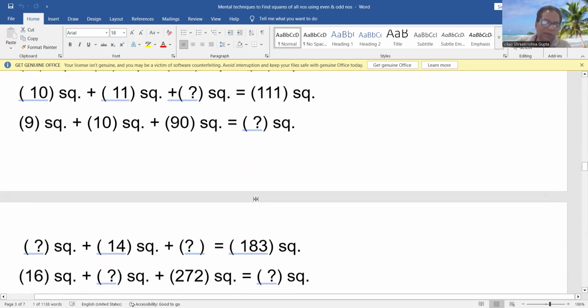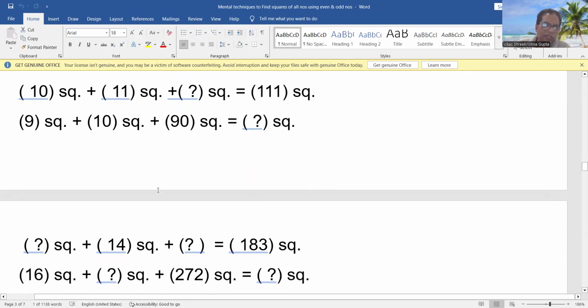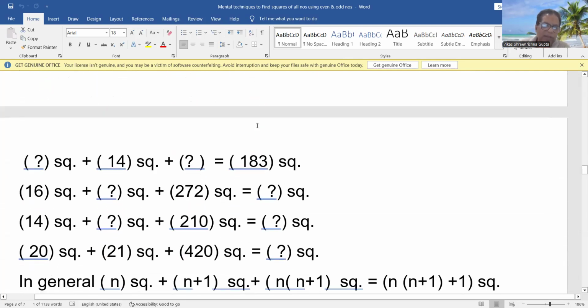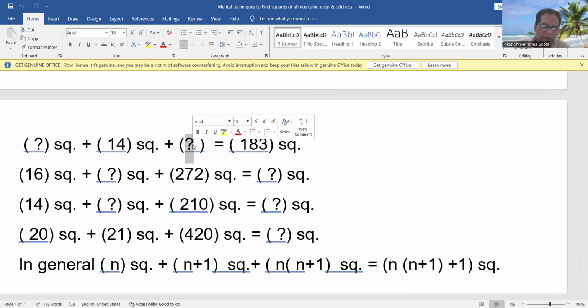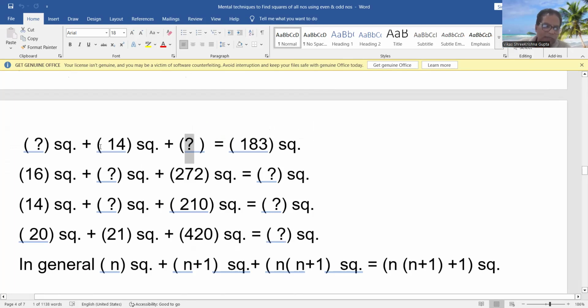So in the same way, you can find other equations also. You can solve all these equations. 9 square plus 10 square plus 90 square is equal to 91 square. Now this equation: question mark, 14 square, plus question mark is equal to 183 square. Now what should be there? This number should be 182. Then when this number is 182, you divide 182 by 14. What do you get? You get 13. So 13 square plus 14 square plus 182 square; when you add all three, you get 183 square.